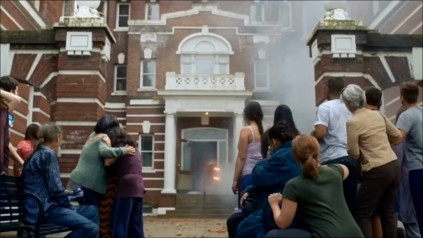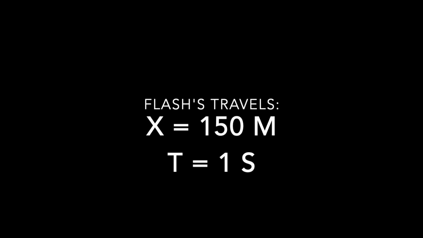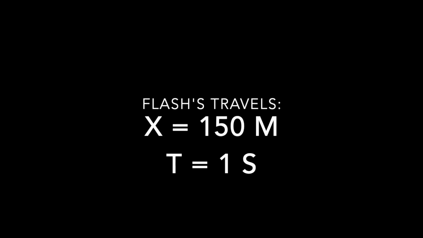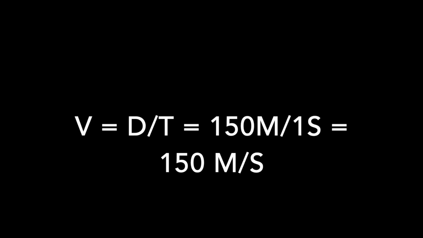Everybody's out. In this clip, The Flash travels into a building and saves a girl that's standing in a burning hallway. The Flash travels about 150 meters horizontally into the building, and he takes approximately 1 second to bring the girl out of the building. This means that his velocity is about 150 meters per second.